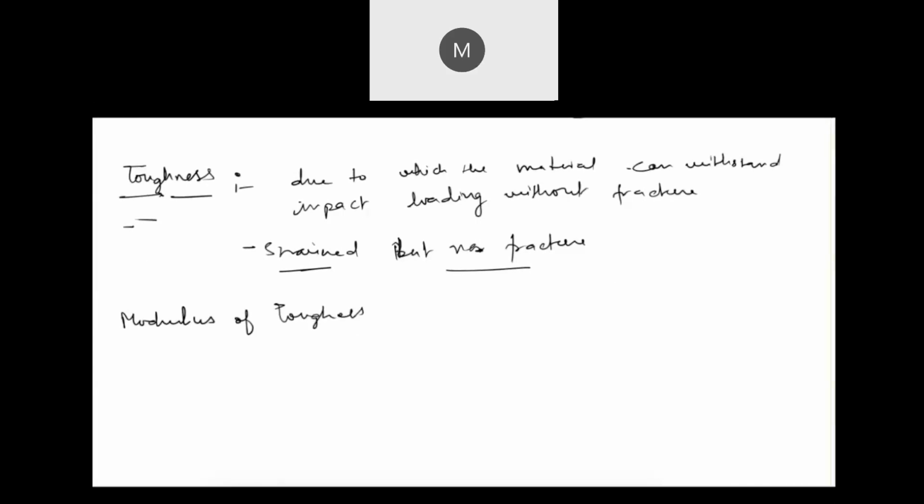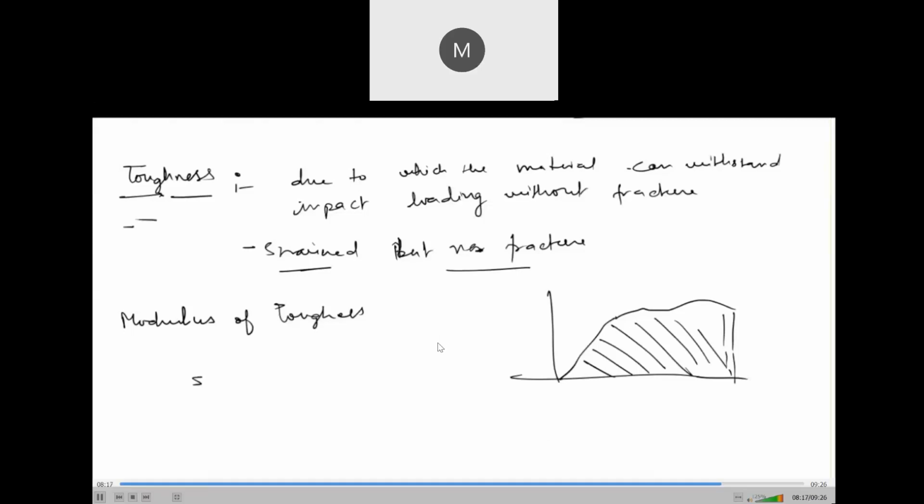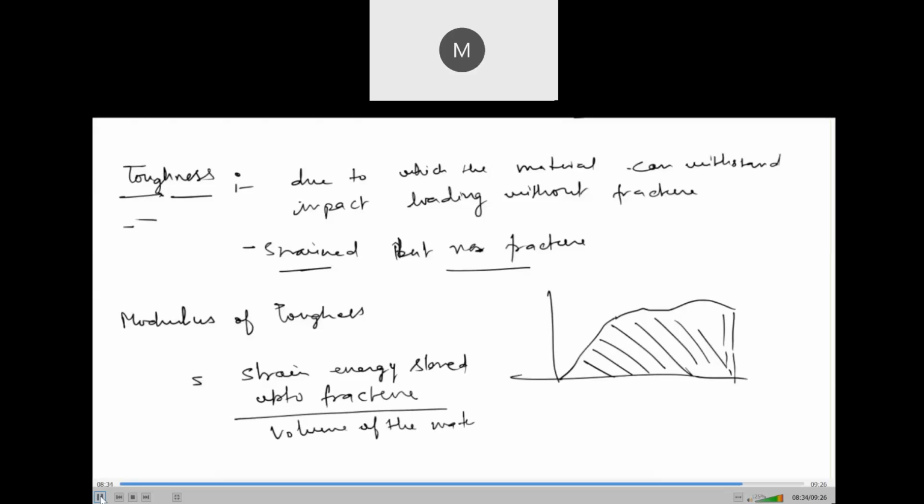Again, in the stress strain curve, let's say we take the curve up to the fracture, this last point, and the area under the curve gives the modulus of toughness, that is, the strain energy stored up to fracture per unit volume, or we can say divided by the volume of the material. That's how modulus of toughness is defined.